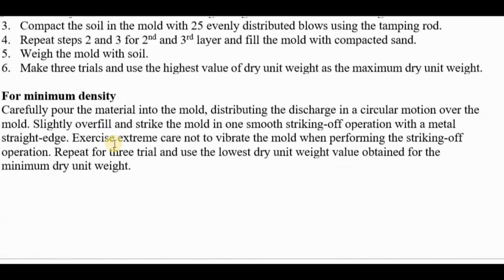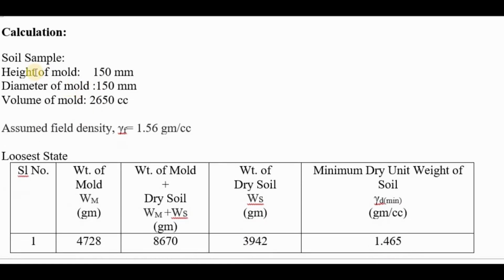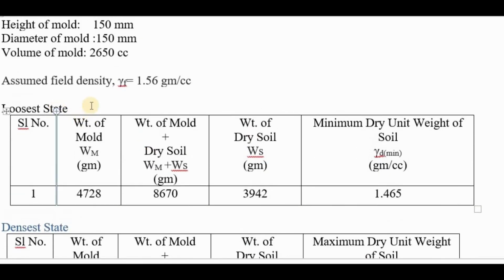This is the experiment procedure and this is the calculation. In the calculation, the height of the mold is 150 millimeter and the diameter of the mold is 150 millimeter also. So by using the height and diameter, we can get the volume of the mold, that means the cylindrical volume. This is 2650 centimeter cube. Assuming the field density is 1.56 gram per cc. This is for the loose state.